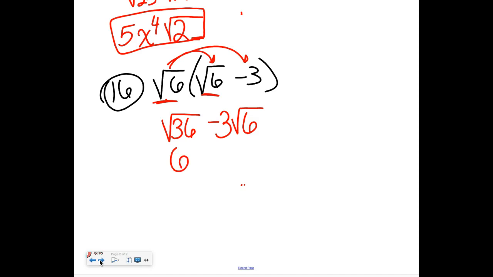So this is just going to become 6. I cannot square root this one. I can't simplify this one. So I'm just going to bring that down. Because they both are not like terms, they don't both have square root of 6. I can't do anything else. So this is my answer. So a lot of you struggled with that on your quiz for your Chapter 10 quiz.